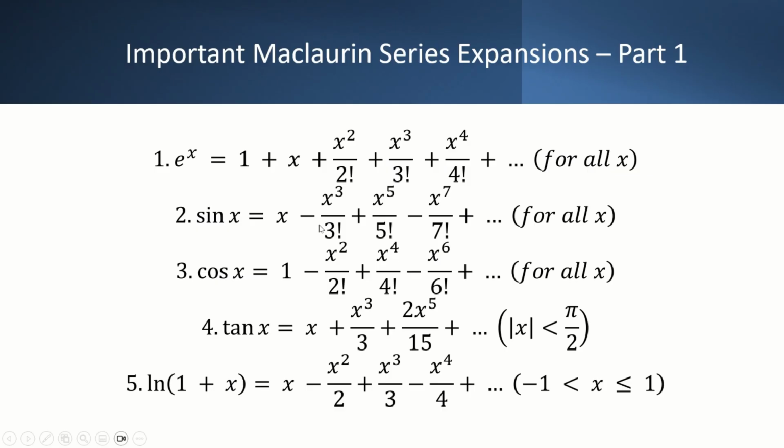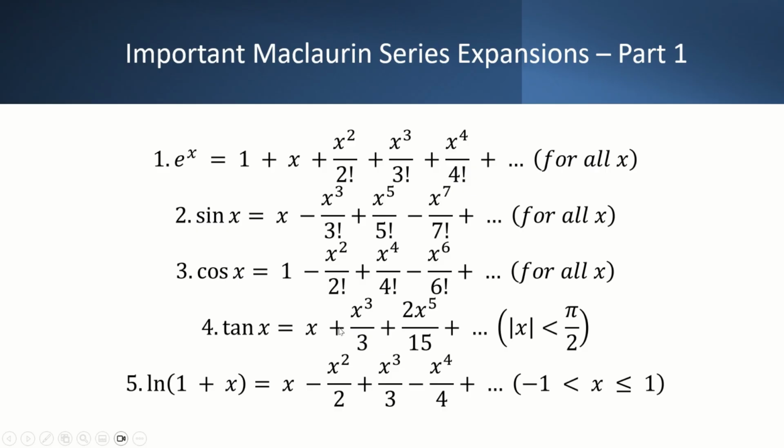sin x is defined like x minus x cube by 3 factorial plus x to the power of 5 by 5 factorial minus x to the power of 7 by 7 factorial, and so on. cos x is basically the in-between terms, the missing terms. 1, minus x squared by 2 factorial plus x to the power of 4 by 4 factorial, minus and so on. So if you remember one of them, the other one is easy.